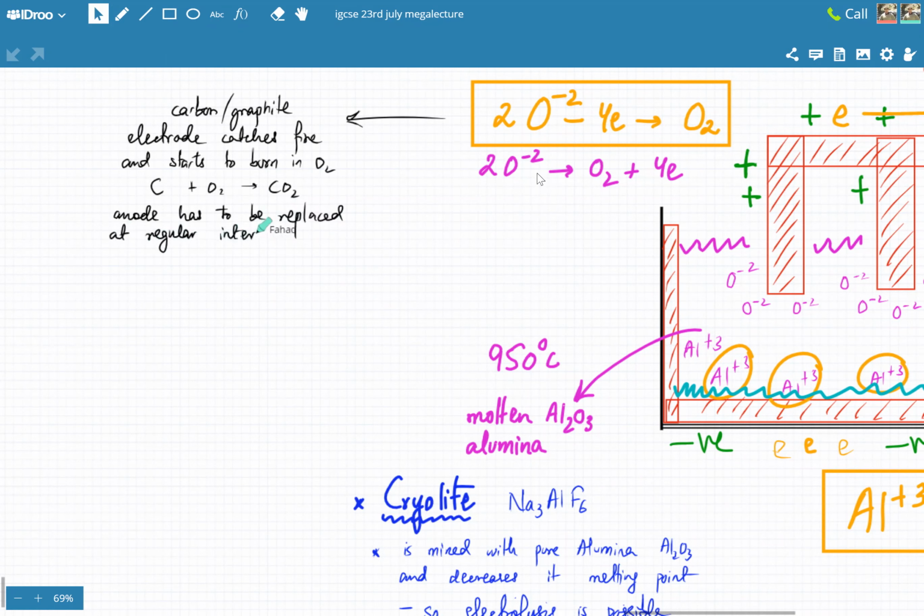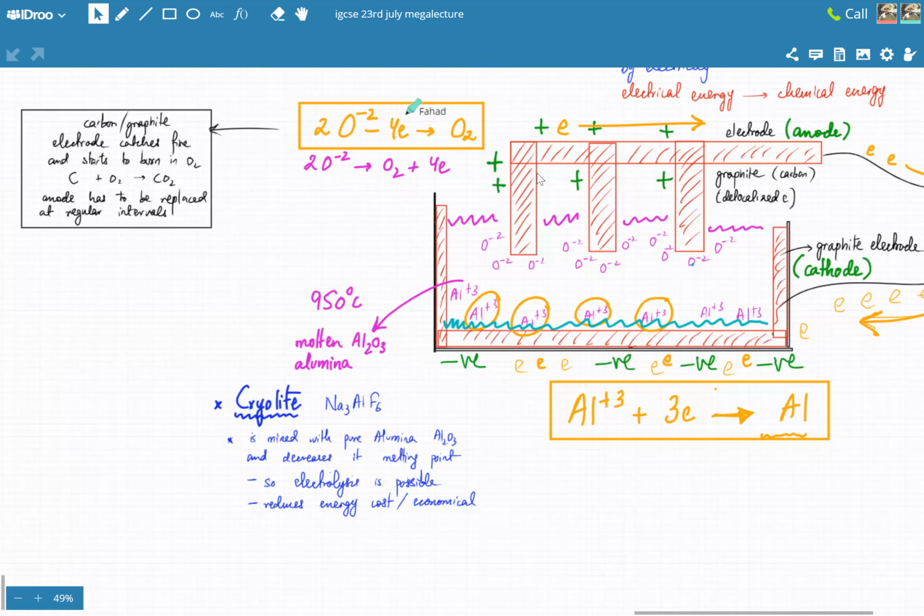Yes, sir. Okay, this is also important. This is very frequently asked: write the reactions that are happening at the anode. So one of them is this, the formation of oxygen, but this is also a reaction that's happening at the anode, that the electrode itself starts to burn with the oxygen.